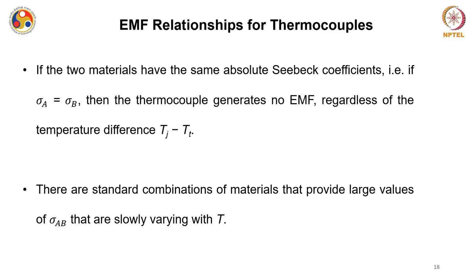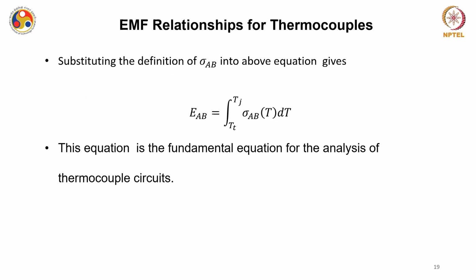Ideally you can generate EMF with any two materials or any two metals or their alloys. However, there are standard combinations of materials that provide a large value of sigma_AB that varies slowly with T, and that's why you have seen names like type T, type B, type R, type S and so on. It has evolved over the years. Now substituting the definition of sigma_AB in this equation, it will give you E_AB, or the EMF, as the integral from T_t to T_j of sigma_AB dT.